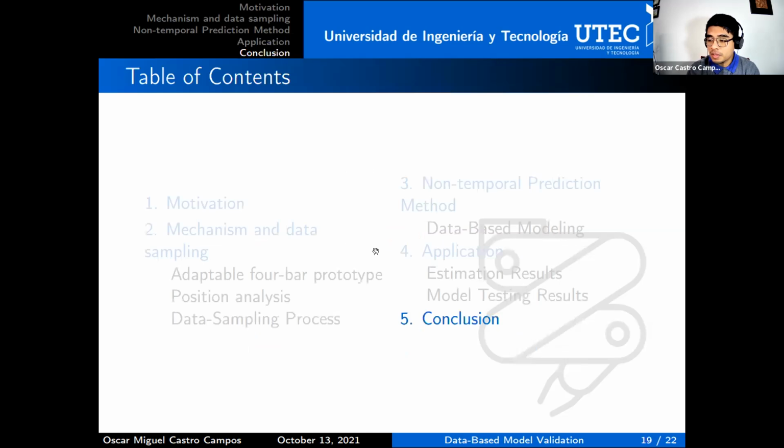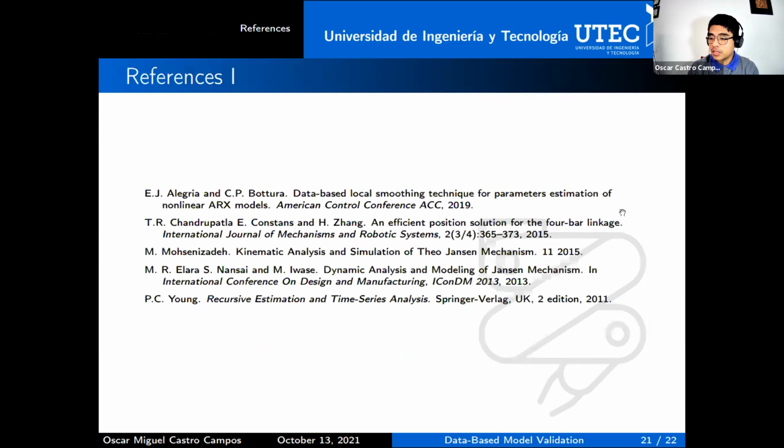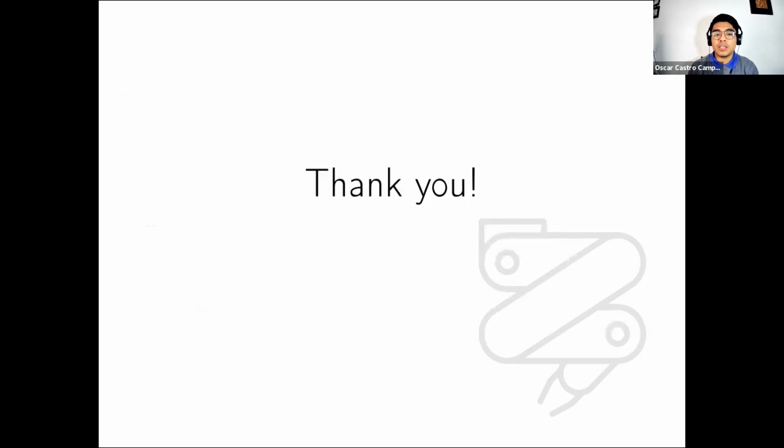In conclusion, a forward linkage prototype was proposed in this paper in order to validate the non-temporal regression method. The proposed method is more accurate compared to the analytical one because it considers the noise of the linear actuator. And it's a better option in case you want to design a position control for the mechanism and get new desired gait patterns. These are the references that we use, and thank you so much.